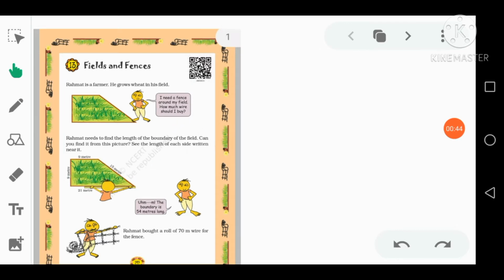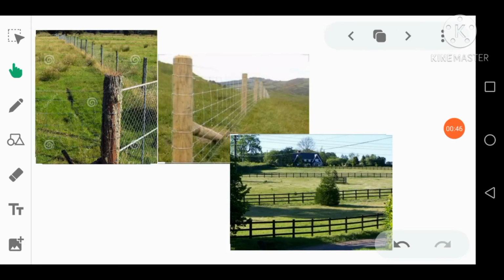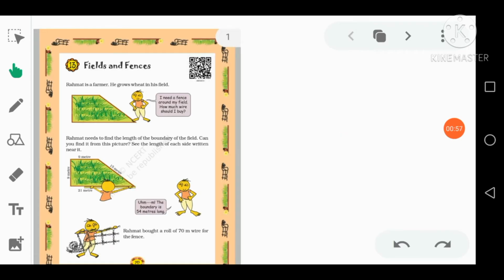Fence means, you can see in this picture, these are fences. That means around the fields we will construct boundaries like this using wooden sticks or wire. Okay, so these are called fences. So he is planning to construct a fence around this field. For that, what should we know? What all measurements should we know? We should know the length of the boundary, because it is constructed on the boundary, right?